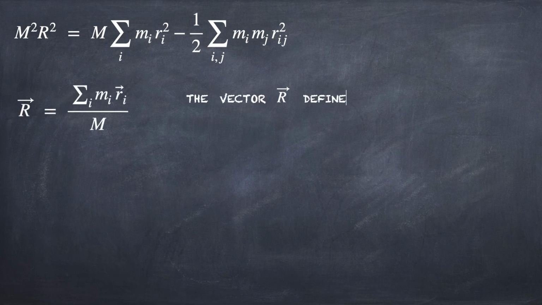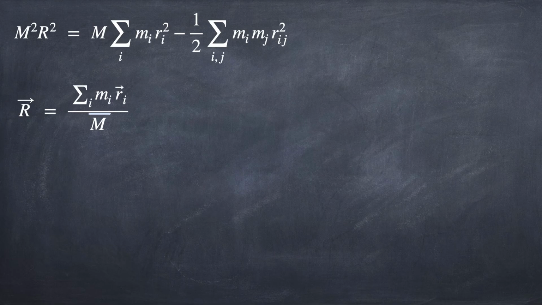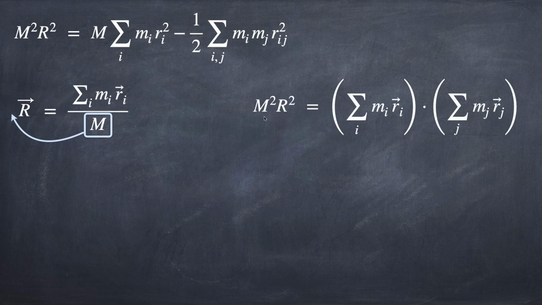So first, what is this vector R? The vector R defines a point known as the center of mass of a certain system of particles. So this is a definition. And if we write this mass on the other side of the equation, we get M multiplying this vector R being equal to this summation here. And if we square this equation, we obtain M squared R squared, which is exactly what we are trying to prove, being equal to this summation multiplied by another summation.